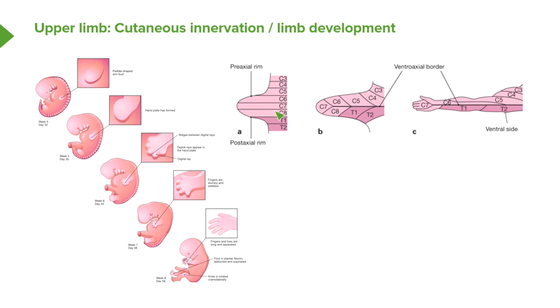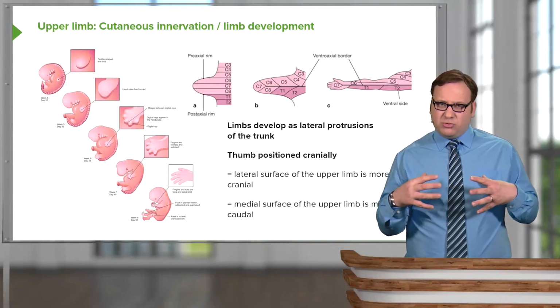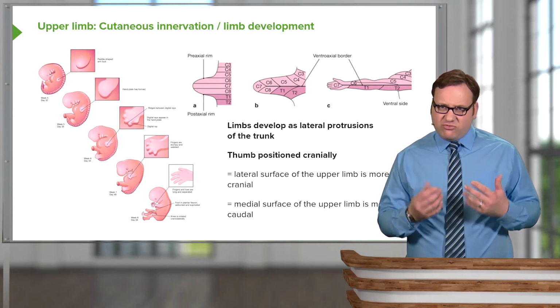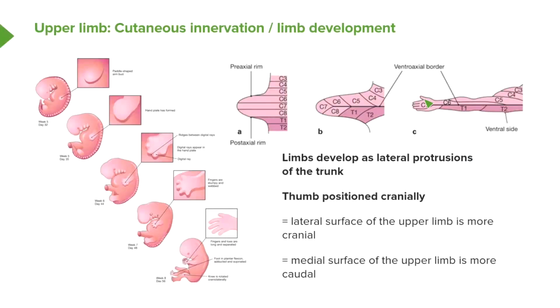And all that's going to happen is that the arm is going to develop, the forearm is then going to develop, and then the hand is going to develop. And as these structures develop, so they take with it their spinal cord segments innervation. So we can see that as the limb bud develops from these lateral protrusions, we have a very predictable arrangement of the dermatomes. We can see that the thumb, positioned cranially here, pointing up towards the head region, is forming the lateral surface, and then the upper limb's medial surface down here is more caudal.